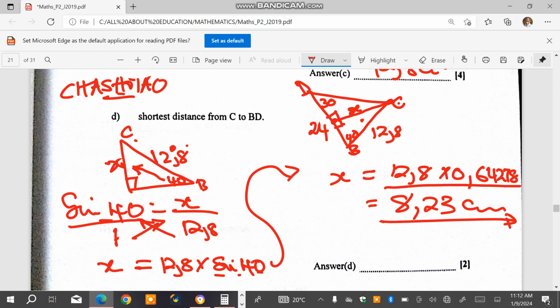Okay, I think you are assisted. So it's 8.23 centimeters. So done. So this was the shortest distance from C to BD. That's it. I hope you were assisted, guys.